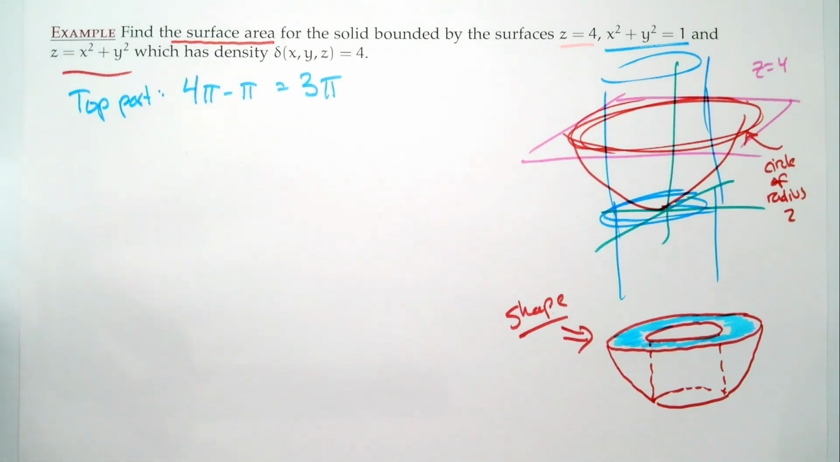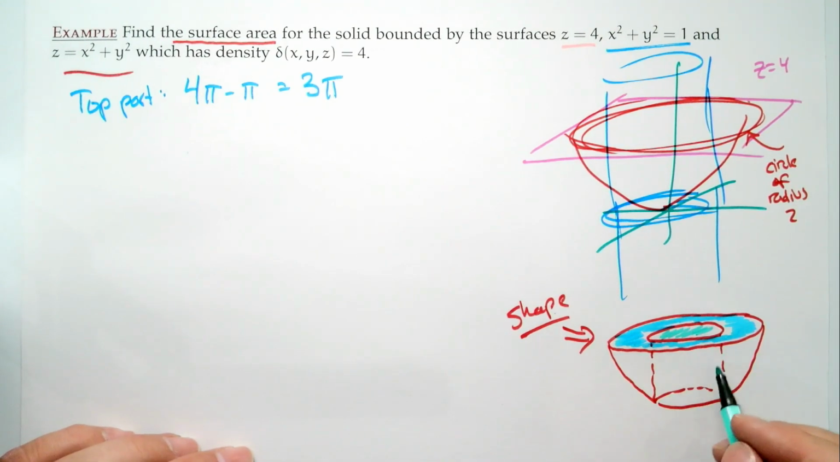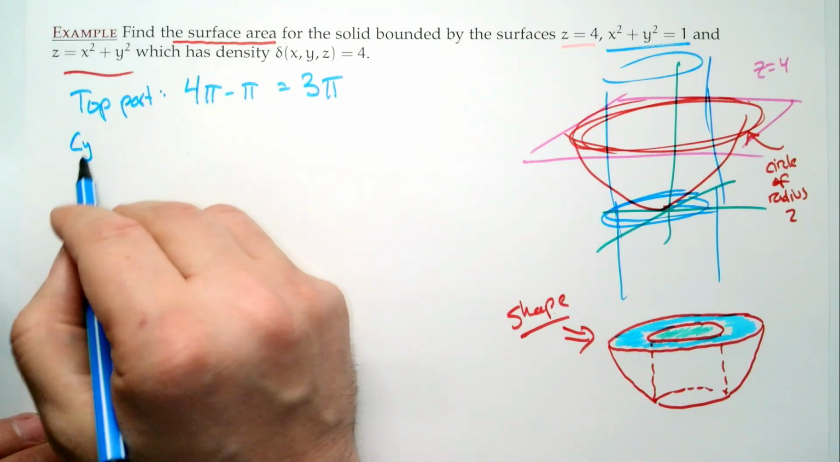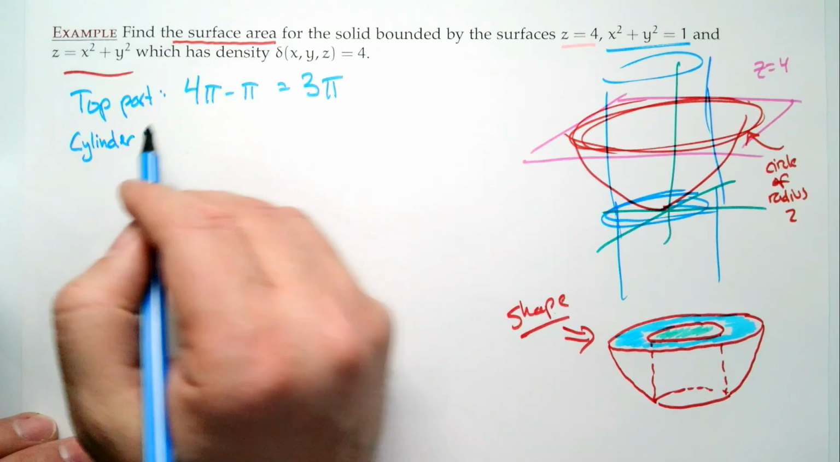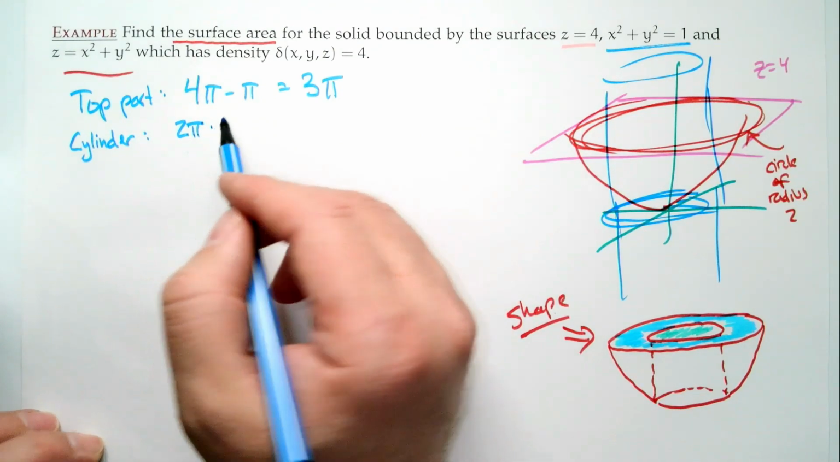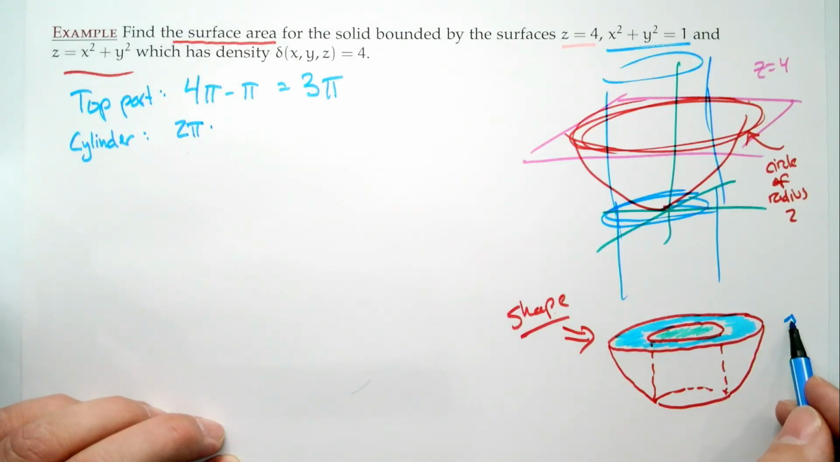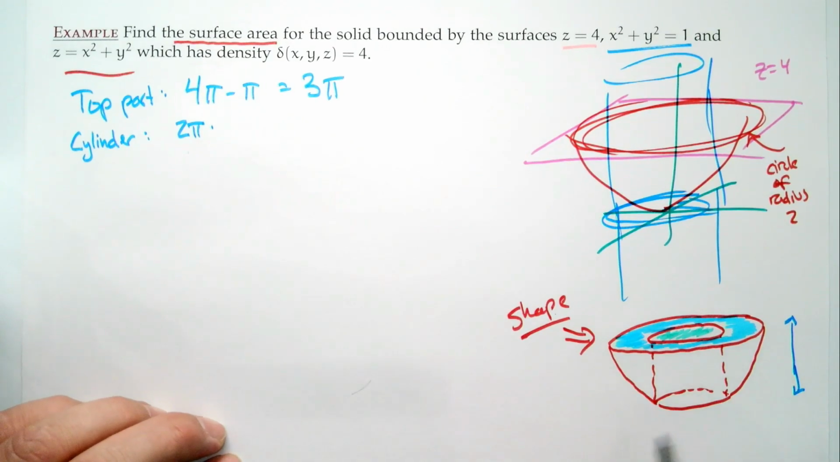Now the next surface is the cylinder. So we only see just a sliver of it, but how do you find the surface area of a cylinder? You find the circumference of the circle, which is 2 pi r. In our case, r is 1. And then you multiply it by the height. Ooh, we didn't find the height, but I'll give it away. It turns out that the height is equal to 3.